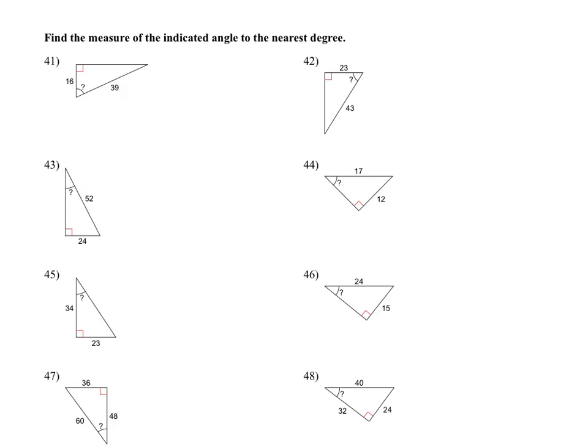And then we're going to go to 41. 41 is the same thing, except now they don't put a theta in there. There's a question mark there. I'm going to call it angle A. So we're trying to find angle A. And again, we're going to look at the two sides we're dealing with.